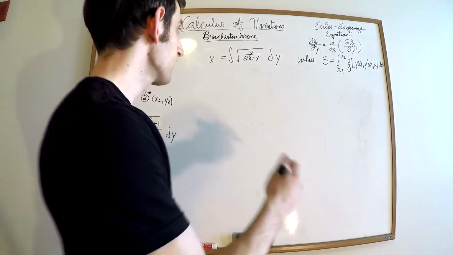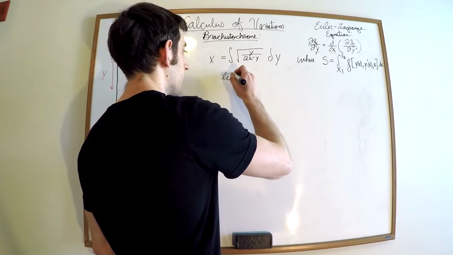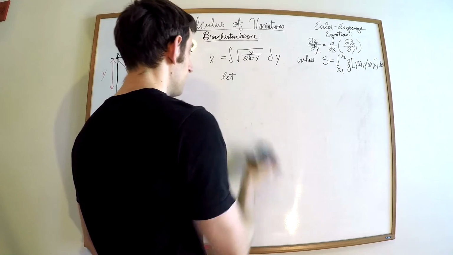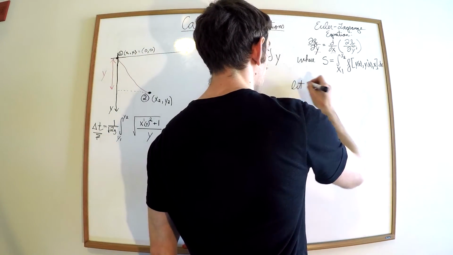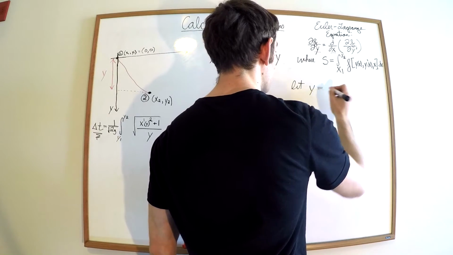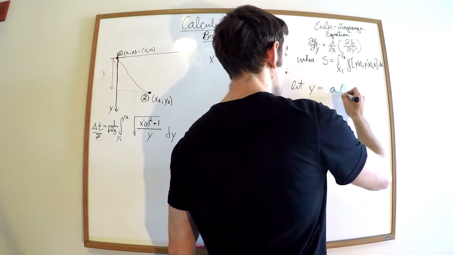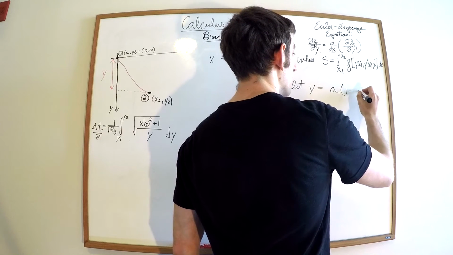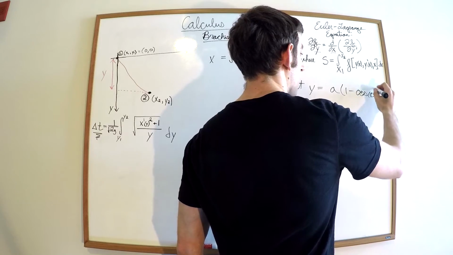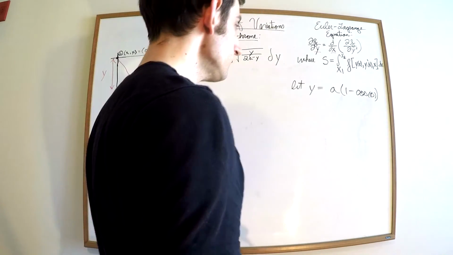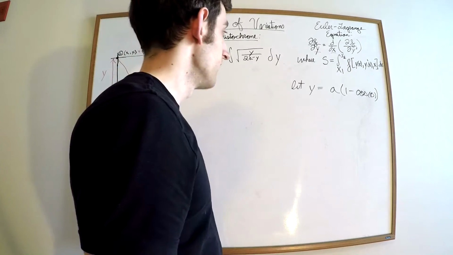So what we're going to say is we're going to let, in terms of board space, I'll do it over here, we'll let y equal a times 1 minus cosine theta, okay? And it's going to become apparent as I work through it again, so relax.